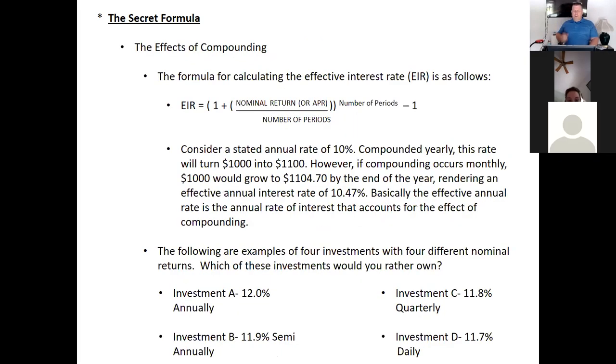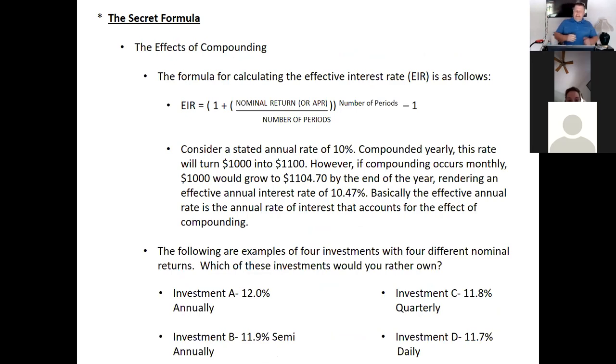So let's look at the effects of compounding for a second. The formula for calculating the effective interest rate we had talked about earlier: the effective interest rate equals 1 plus the nominal return, or APR, divided by the number of periods, to the power of the number of periods, minus 1.